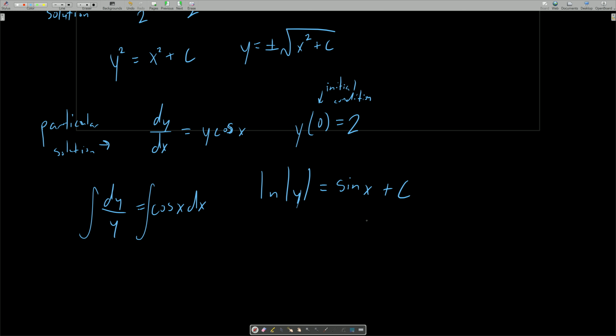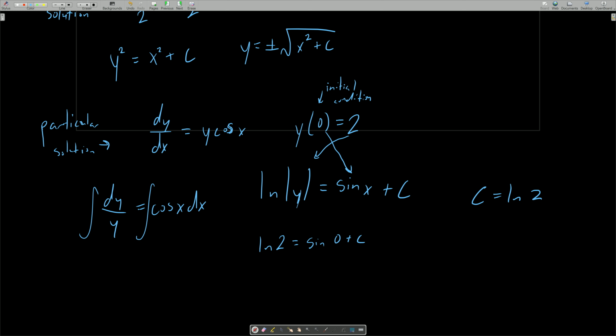So what we could do is use this to find c right here by plugging in our value for y and our value for x. So ln of the absolute value of 2, which ends up just being ln 2, equals sine 0 plus c. And the sine of 0 is 0, so we just have c equals ln 2.